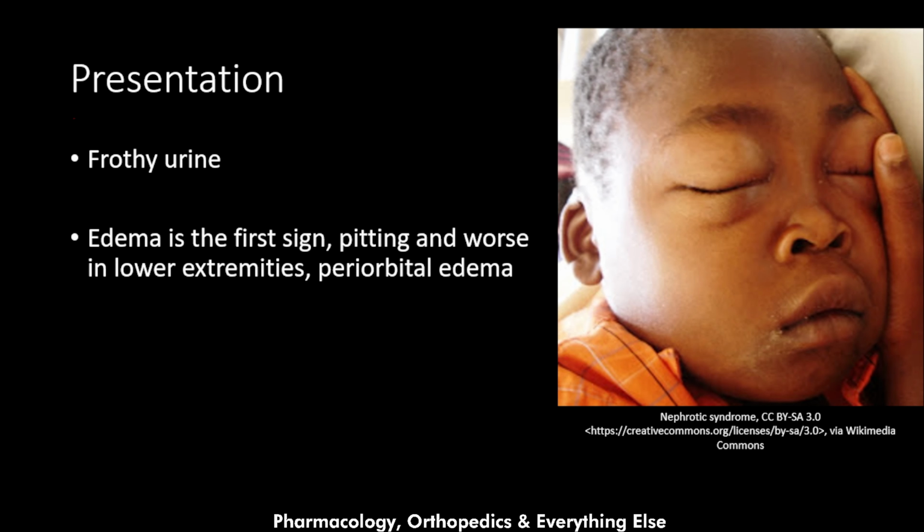Now let's talk about the presentation of the nephrotic syndrome. So this disease presents with frothy urine, meaning high protein in urine, and also edema is the first sign, and it is pitting and it is worse in the lower extremities, and also there would be periorbital edema. Like this child here, you can see that there is edema around their eyes, which is called periorbital edema.